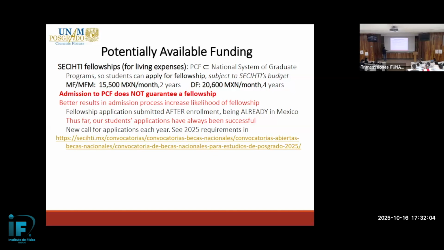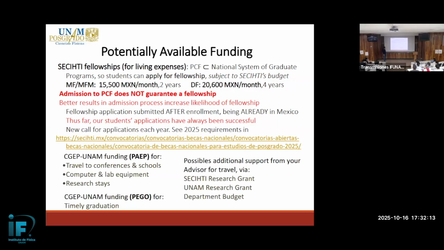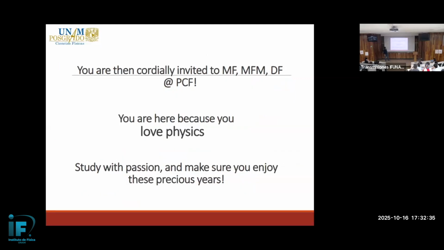The new call for applications is published at the beginning of each year, around February or March. So you can look at the 2025 version at this particular link if you want. And then once you're here, other than having your living expenses solved, there are also different types of funding for traveling to conferences and schools, for equipment, research stays, and so on, coming from either UNAM itself or of course research grants of your advisor.